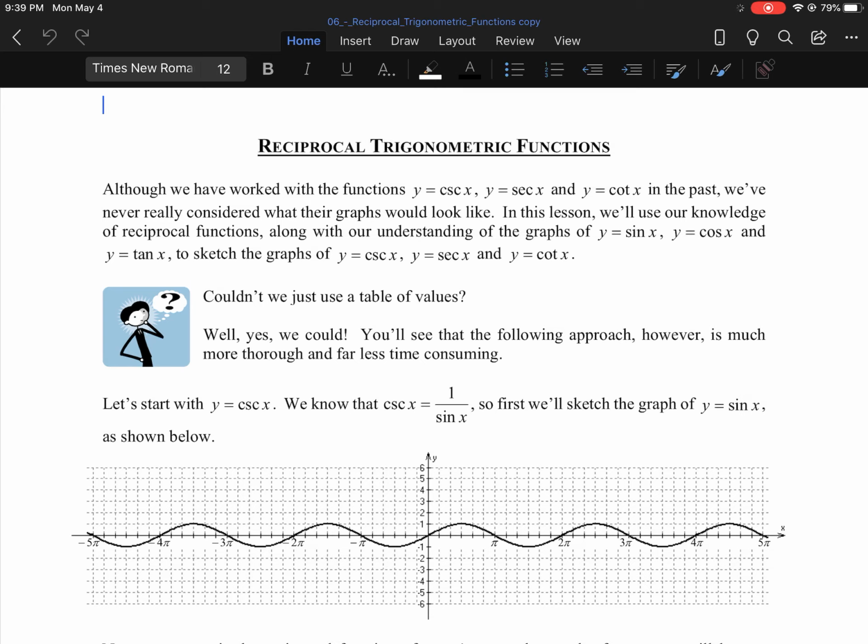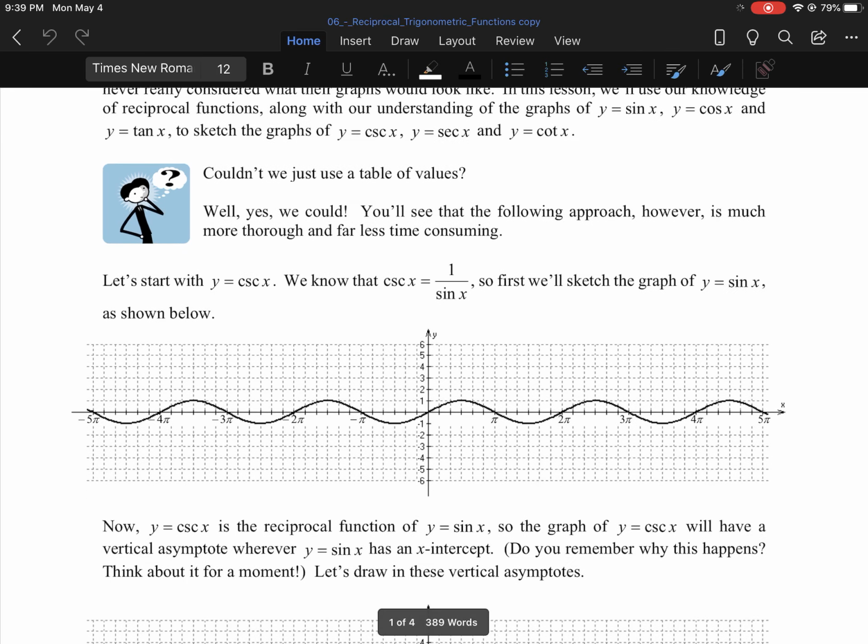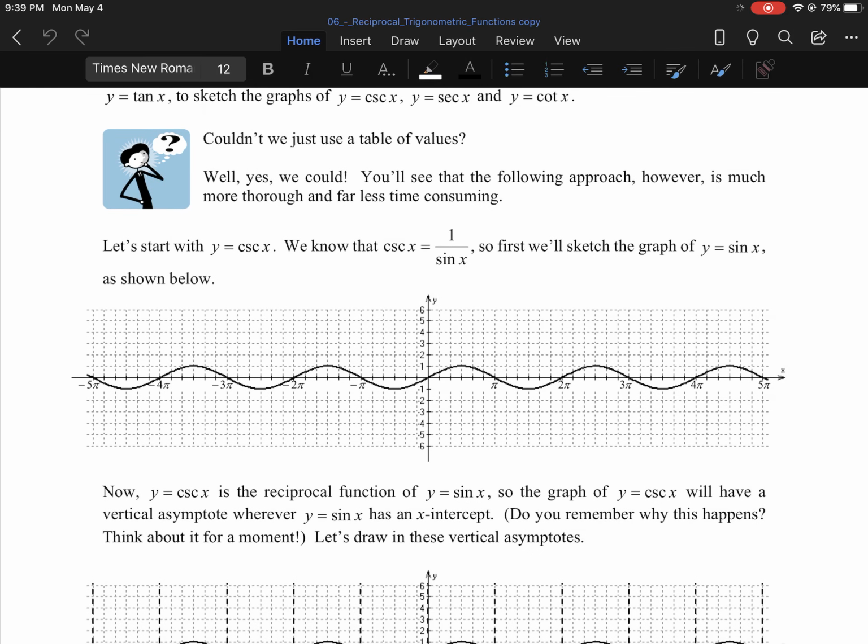Okay, so here's the way to do it that gives you a more thorough understanding of the graphs and is less time consuming. Let's start with y equals cosecant of x. To be able to graph cosecant of x, you need to know that cosecant is 1 over the sine graph. So first we need to graph y equals sine x. It's vital you know sine x. You've got to absolutely have this memorized. And there I've given you a graph of sine x.